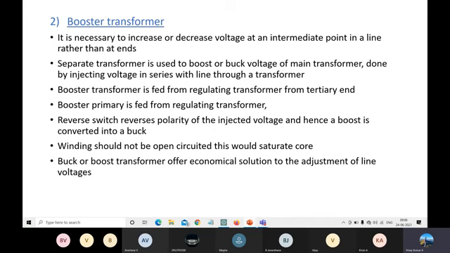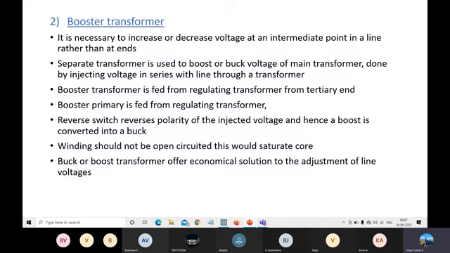A separate transformer is used to boost or buck the voltage of the main transformer. The boost transformer or buck transformer is the same construction-wise. The only difference is that it is like step up or step down transformers. These transformers are used to increase or decrease the voltage levels, and the construction and working principle are the same, mutual flux inductance. Everything is the same; the only thing is that we are supplying or drawing the voltage from the system.